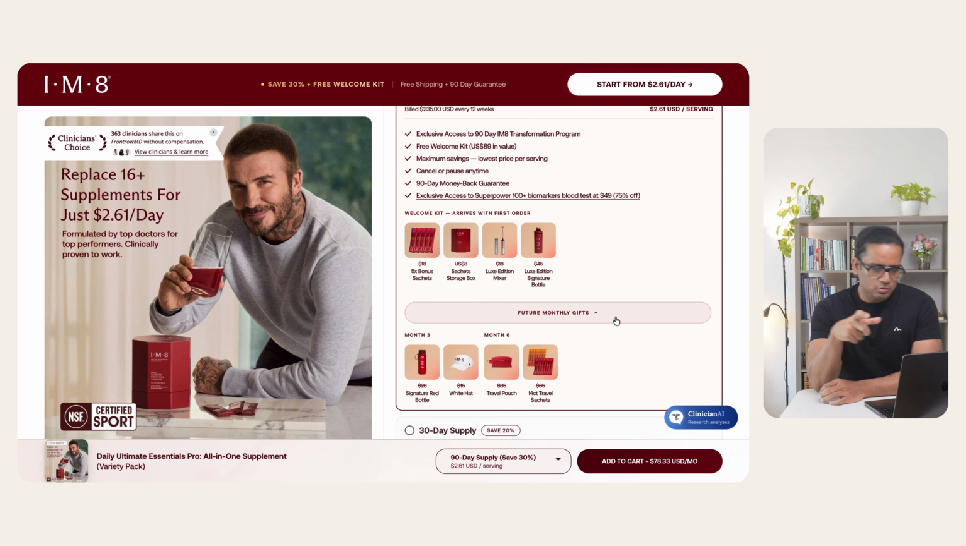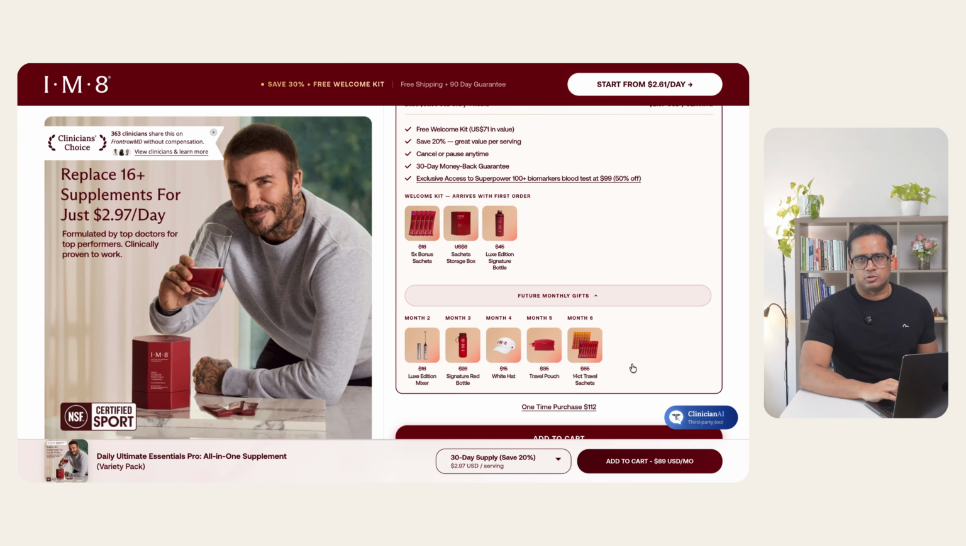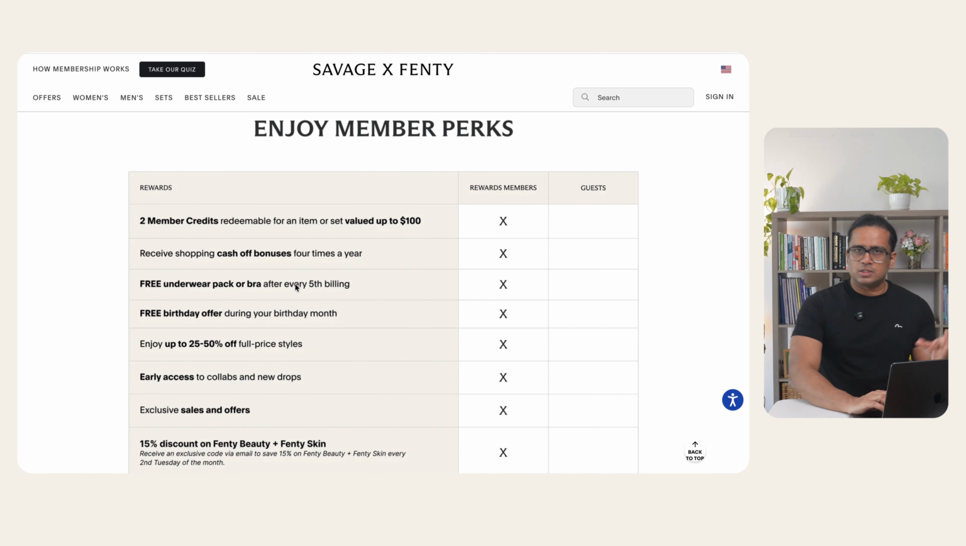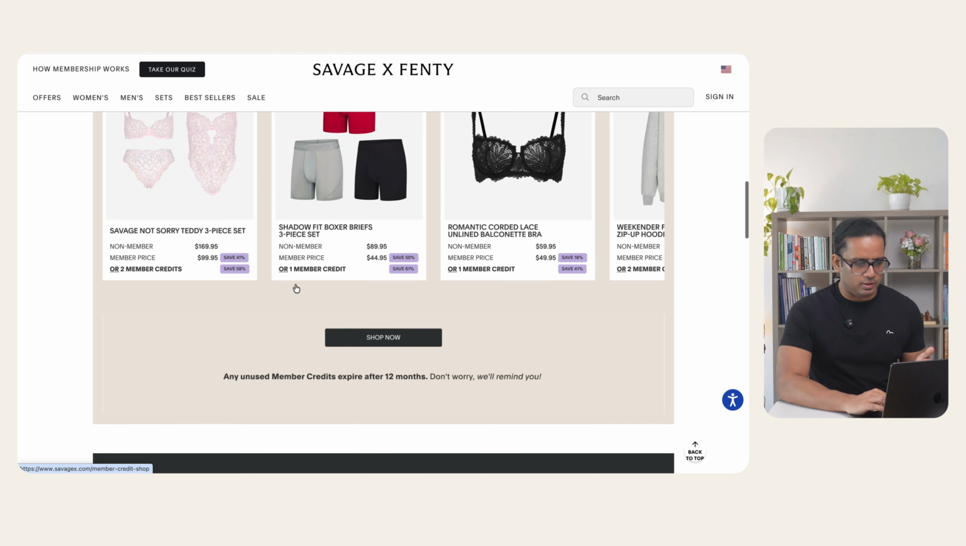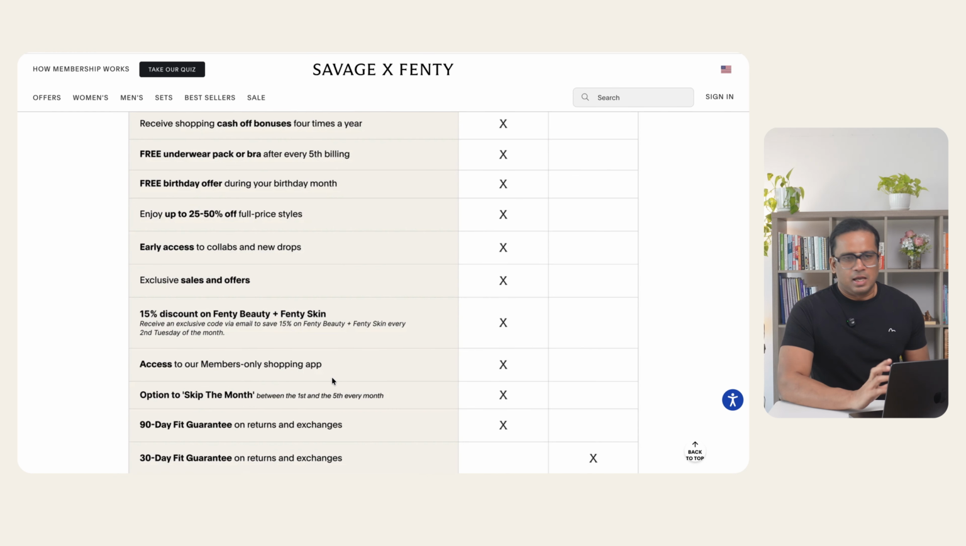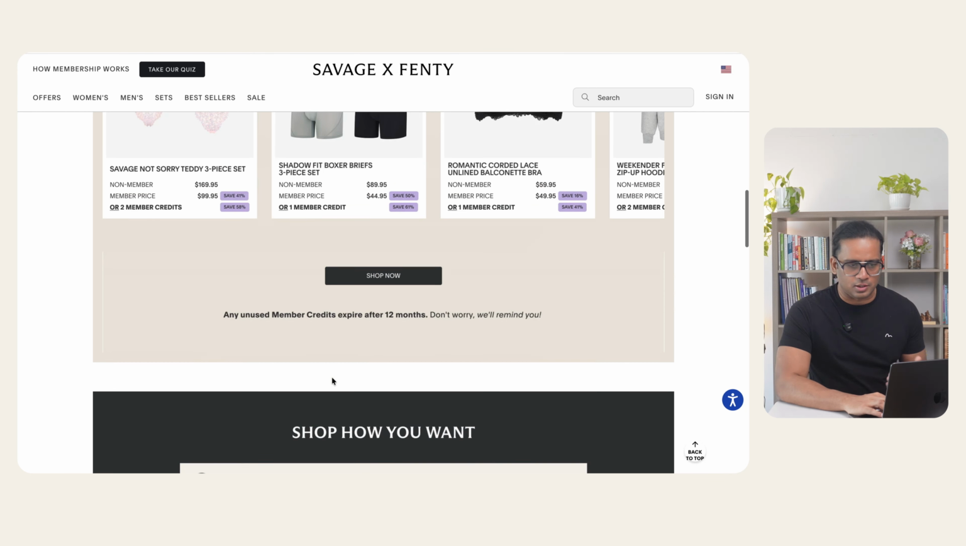One option is to future stack the gifts. What we want is to show what they will be getting in month 2, month 3, month 6, and showcase what's in store for them. Second, there is a rewards system. Savage Fenty does a very nice job. It's Rihanna's brand. On the 5th order, you will get this. You will get something on your birthday. You will get access to the app and other benefits. So it stacks up the benefits of keeping the subscription.